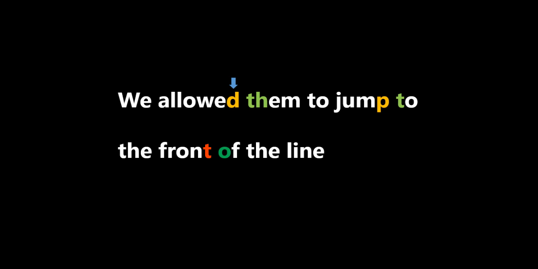Let's take a look at it in more detail in a sample sentence. We allowed them to jump to the front of the line. The plosive consonant D is right before the consonant TH, so it can be unreleased. Stop the D sound and move to the TH sound right away. Allowed them, not allowed them. The plosive consonant P, right before the consonant T, it can be unreleased. Jump to. Don't say jumpa to. Consonant and vowel blended, front of.